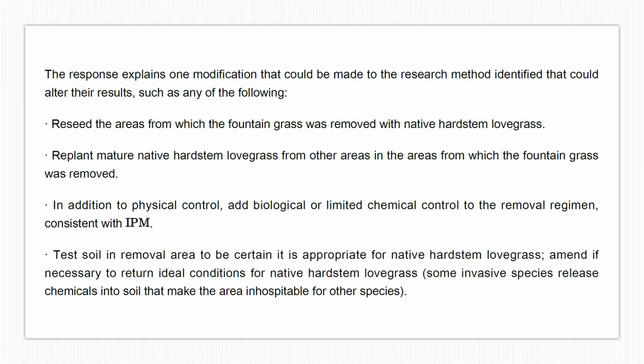One possible way is to introduce a biological or limited chemical control to the removal regimen, and it has to be consistent with IPM. This could definitely increase the relative abundance of the native hardstem lovegrass.